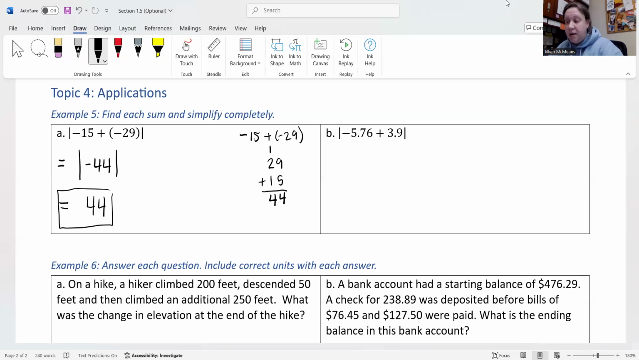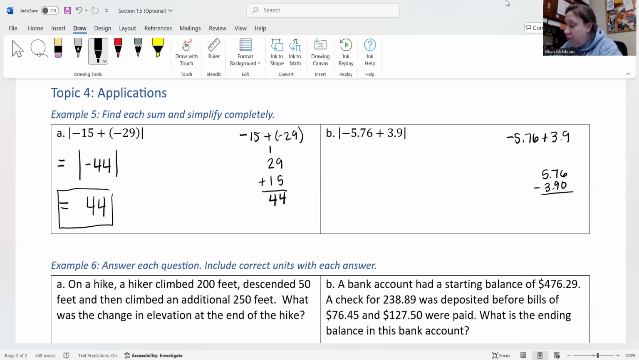This time we're going to incorporate some decimals. Okay, so we're going to deal with the absolute value at the end. So for now, we're going to do some side work. We have negative 5.76 plus 3.9. We're adding two numbers with different signs, which means we subtract. So we're going to take the absolute value of negative 5.76, which is 5.76. We're going to subtract the absolute value of 3.9. Remember, we line up decimal points, and then we just subtract.